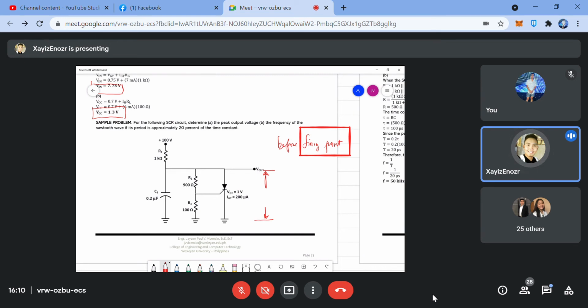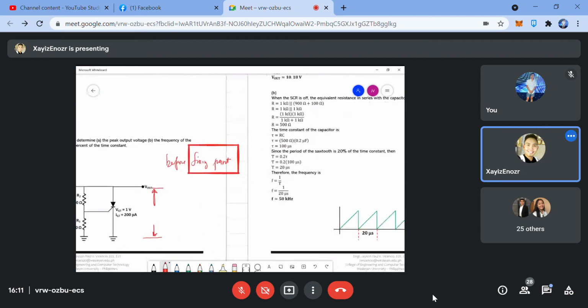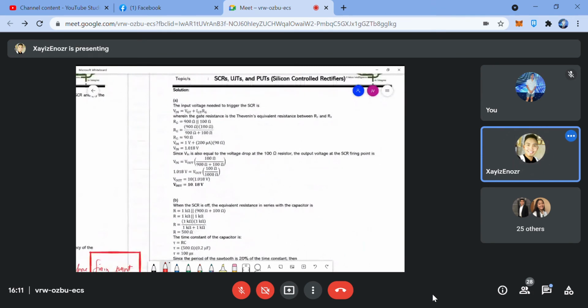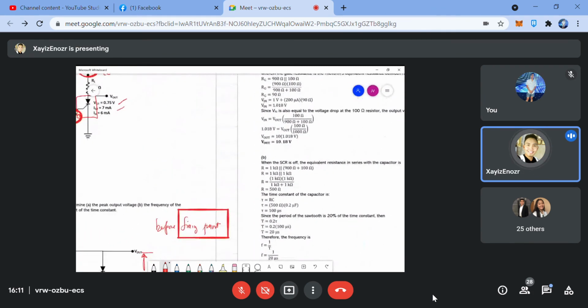Bakit doon mo masusukat? Kasi pag nag-fire yan, ibig sabihin na fulfill mo yung gate voltage dito, ibig sabihin, since naka-open pa to, bago siya mag-close, yung punto na naka-open pa siya, yun yung time na masusukat mo yung maximum output voltage, which is yun yung time of firing point. Kailan ba siya nagpa-fire? Mag-on si SCR kapag sufficient yung voltage sa gate mo.